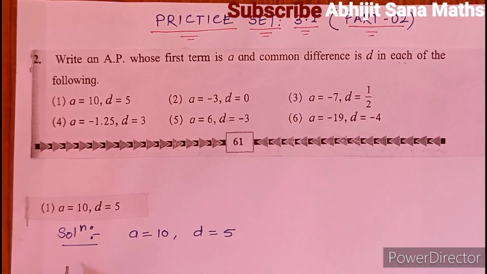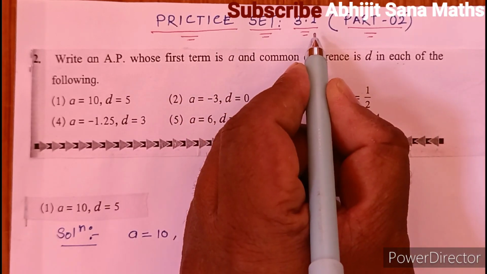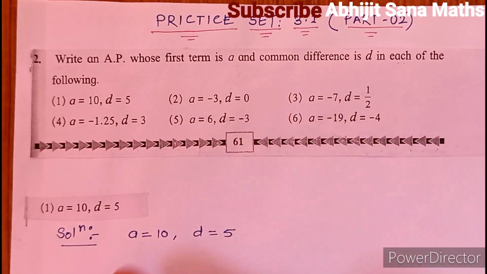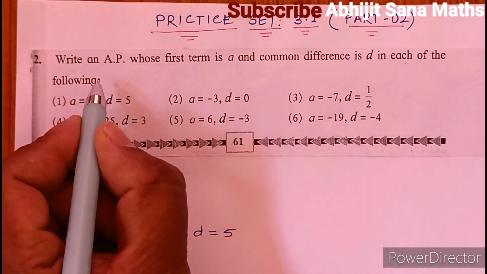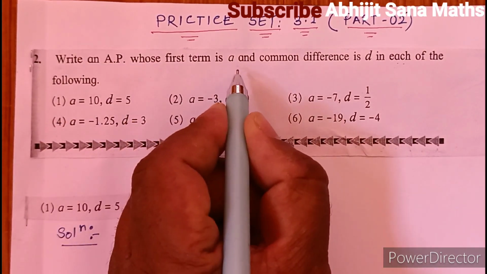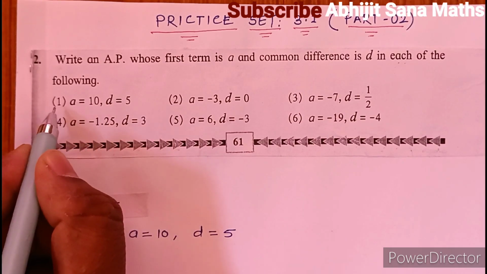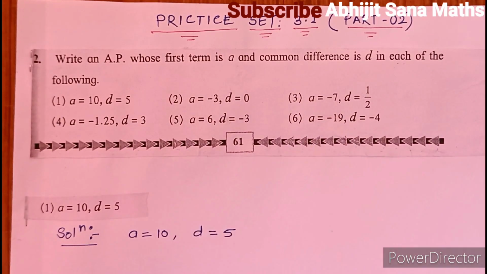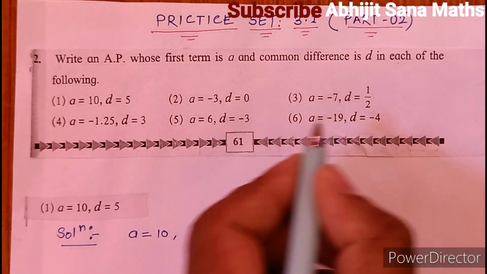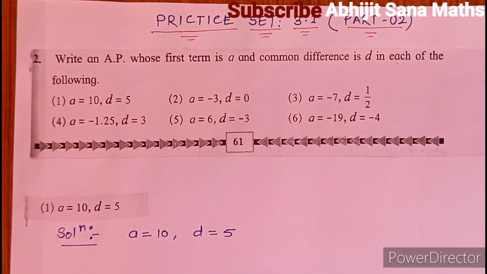In this video we are discussing practice set 3.1 question number 2. The question is: write an AP whose first term is A and common difference is D in each of the following. Six sub-questions are given. We have to find the arithmetic progression.